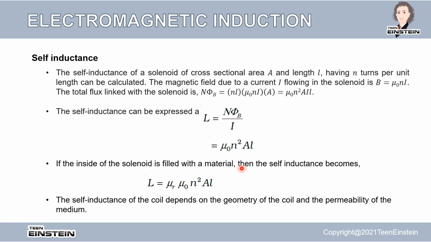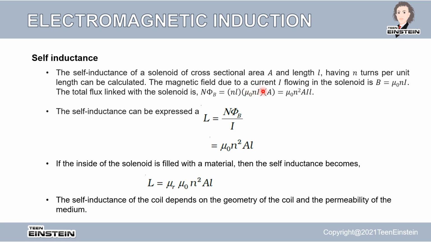All right. So the self-inductance of a solenoid of cross-sectional area A and length L having n turns per unit length can be calculated easily. So we will follow the same approach which we used before. So we know that a solenoid produces a magnetic field as mu 0 n i. The total flux linked with the solenoid is N phi B, which is equal to n L, the number of turns per unit length multiplied by the length, and the magnetic field produced by the solenoid mu 0 n i.